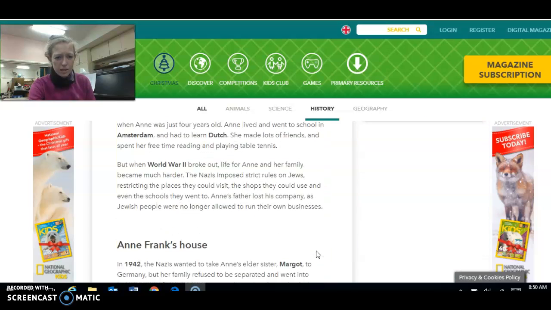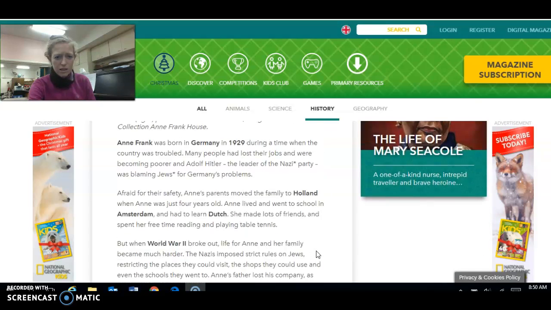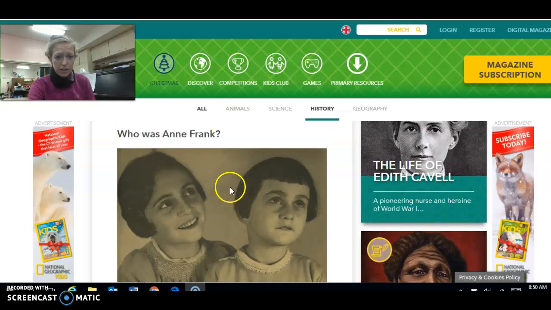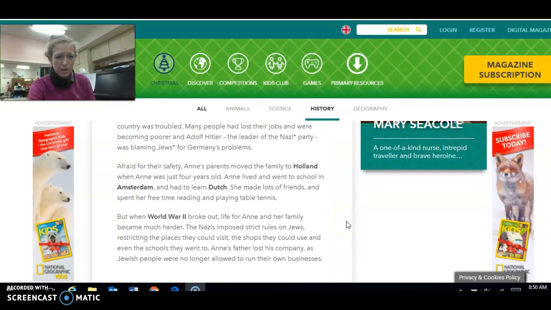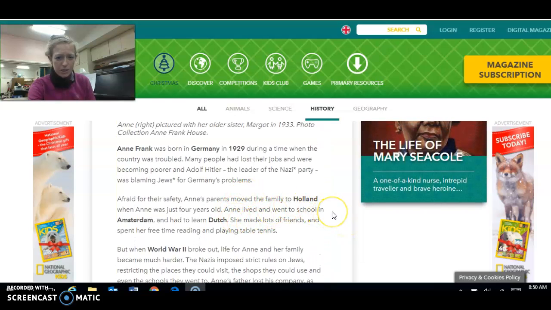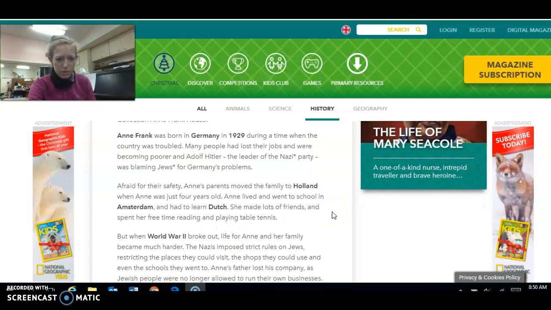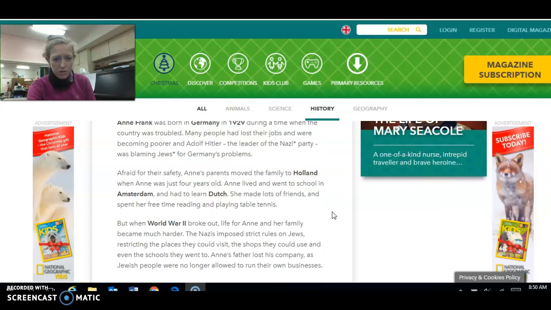So I'm going to kind of skip down into the meat of it. Okay, so this one's titled, Who is Anne Frank? So this is kind of making it a little bit easy for me. Oh man, but I don't want to write all that information. Let's see here. Let's go ahead and read it. Anne Frank was born in Germany in 1929 during a time when the country was troubled. Many people had lost their jobs and were becoming poorer, and Adolf Hitler, the leader of the Nazi Party, was blaming Jews for Germany's problems. Afraid for their safety, Anne's parents moved the family to Holland when Anne was just 4 years old. Anne lived and went to school in Amsterdam and had to learn Dutch. She made lots of friends and spent her free time reading and playing table tennis.